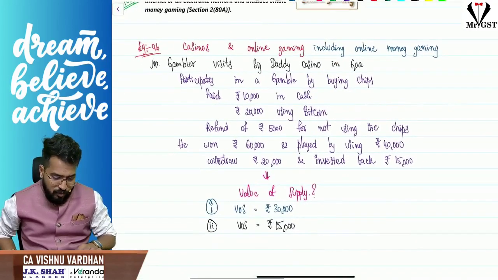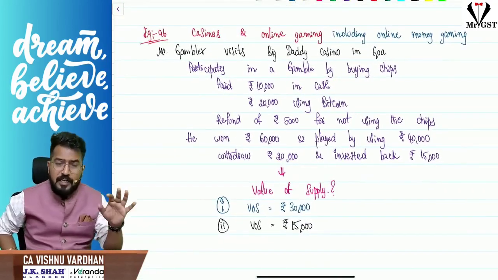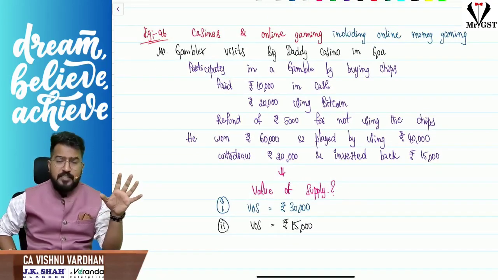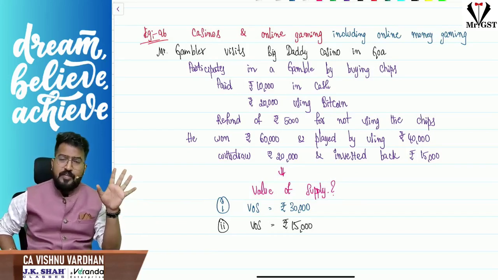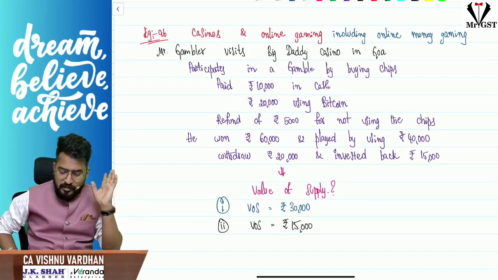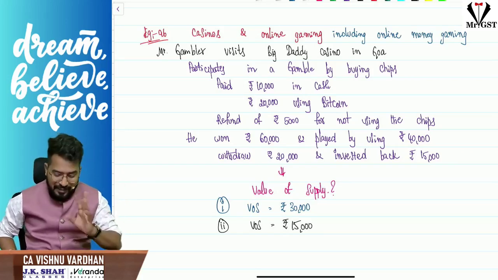Okay, there is a small example here: casinos and online gaming, including online money gaming. Mr. Gambler is visiting Big Daddy Casino in Goa, participating in a gamble by buying chips, paid 10,000 in cash and 20,000 using Bitcoin. Refund, he has taken 5,000 for not using the chips. He won 60,000 and played using 40,000, withdrew 20,000 and invested back 15,000. What is the value of supply?